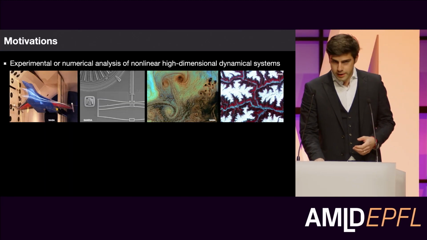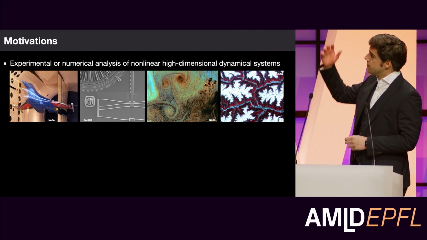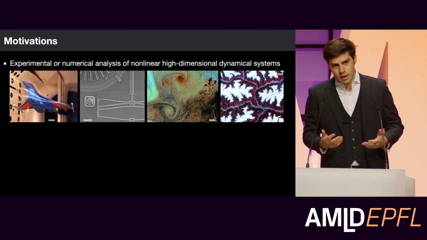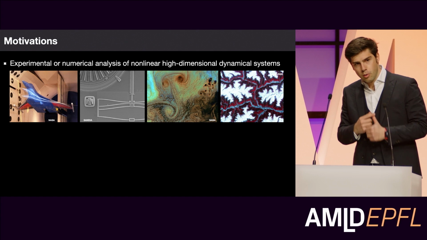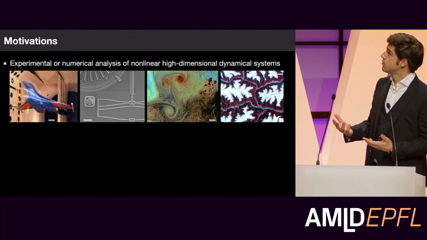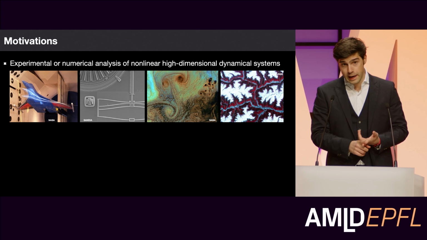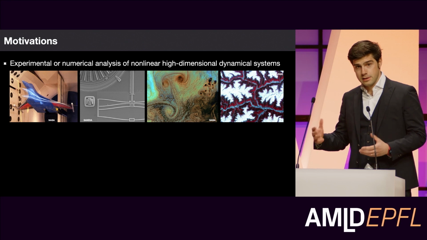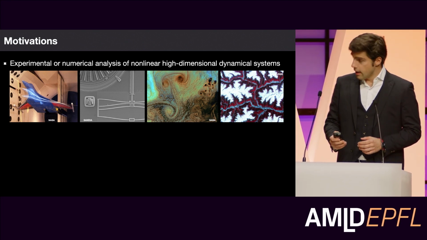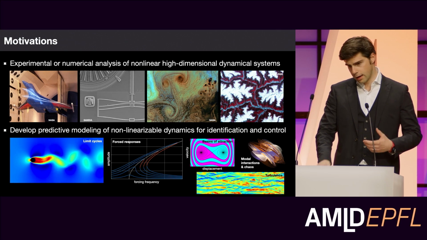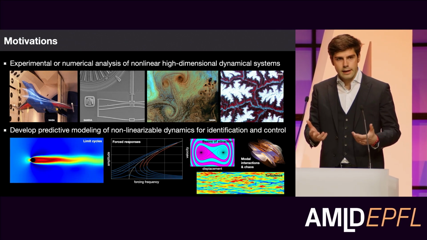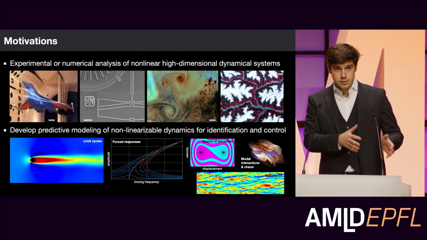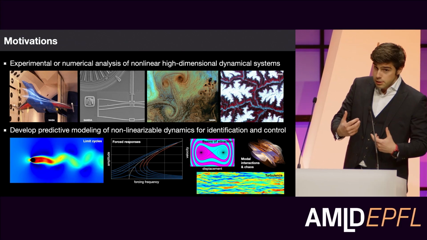When we look at dynamical systems in reality, with examples like structural dynamics and fluid dynamics interactions, they often have two main issues: high dimensionality, so it takes a long time to simulate or to do experiments, and nonlinearities. And with respect to statics, another issue is that we look at time series, not at single outcomes. Our goal here is to develop predictive modeling, eventually reduced-order, of non-linearizable dynamics that can then be used for prediction, identification and control.